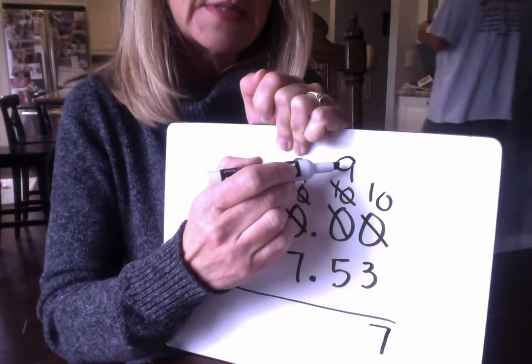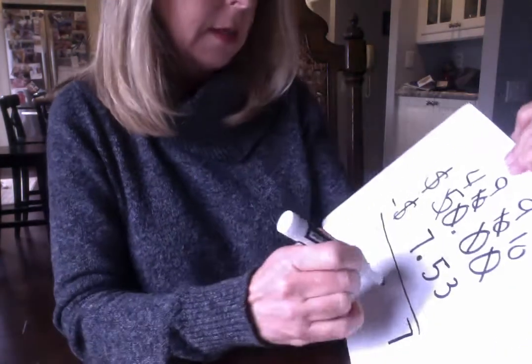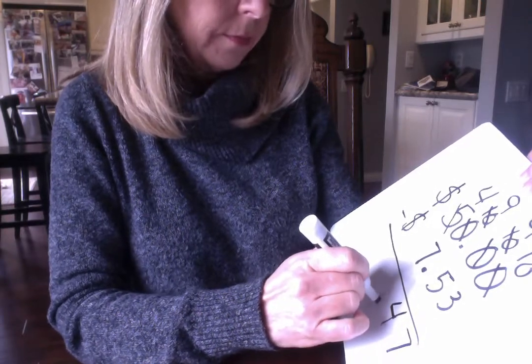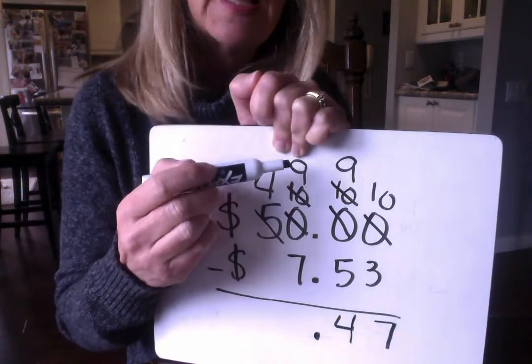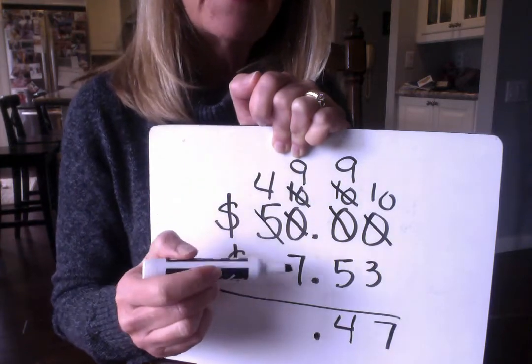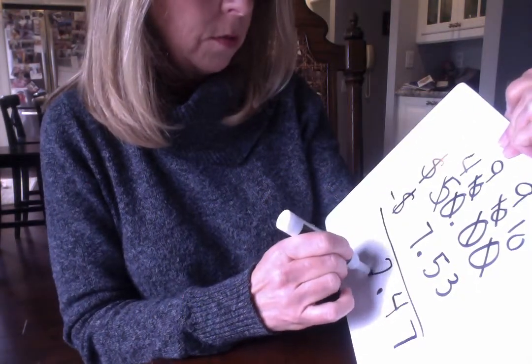Now we can take our dimes. 9 dimes minus 5 dimes is 4. Don't forget your decimal point. Then we have $9 minus $7. That would leave you with 2.